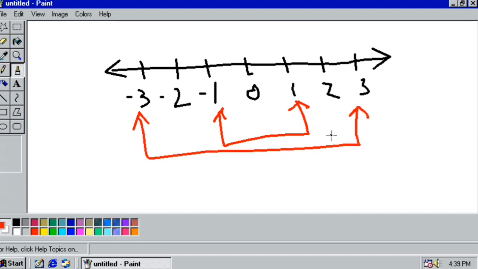So opposite numbers have the same magnitude but different signs. The opposite of a number is also called its additive inverse. So the additive inverse of 5 is -5.